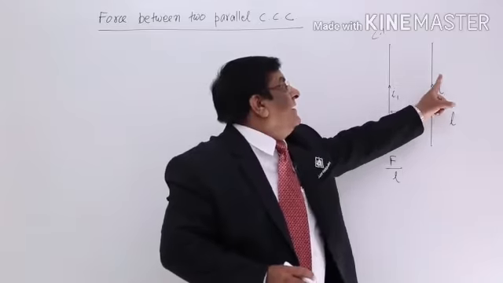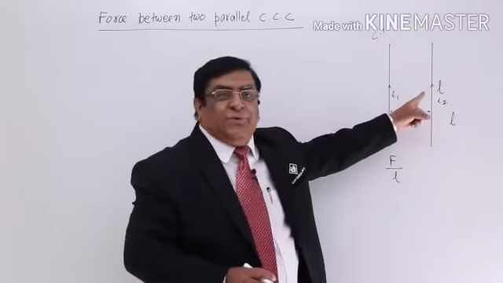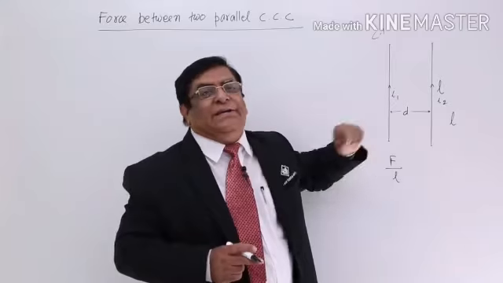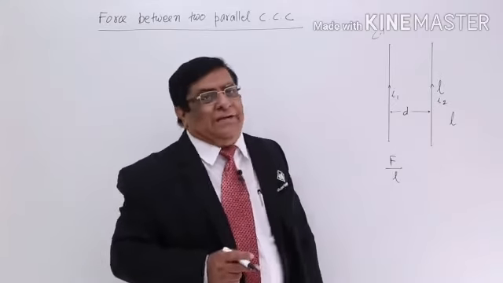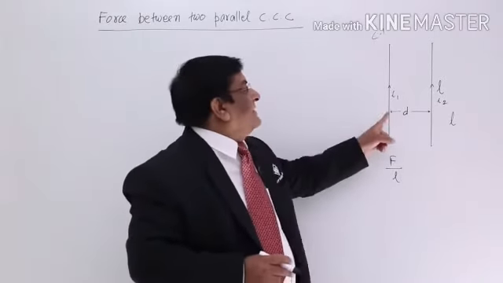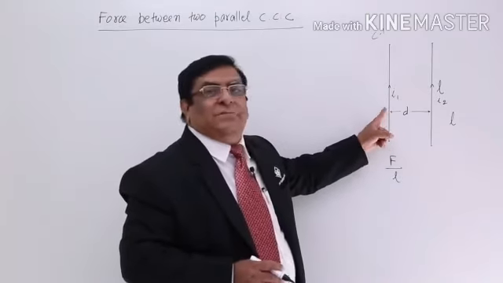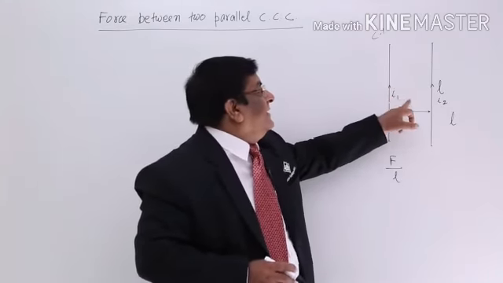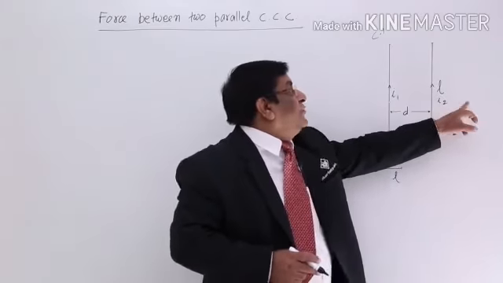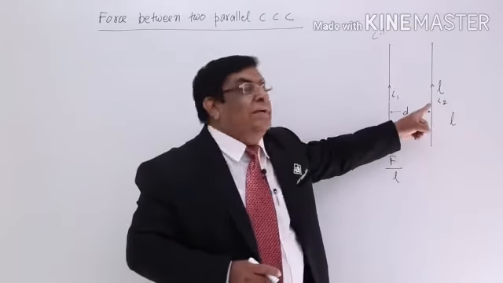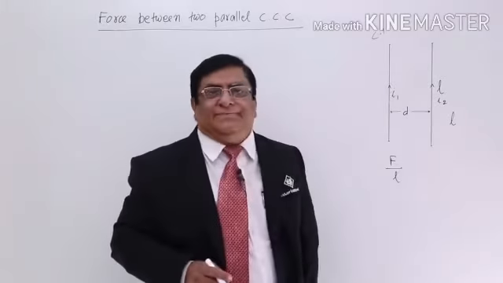If there is a magnetic field here, it will experience a force. Is there a magnetic field? The answer is yes. Who creates a magnetic field? A current carrying conductor creates a magnetic field. This current carrying conductor is creating a magnetic field all around it. So it has a certain magnetic field here, here, here, everywhere. So where is this conductor placed? It is placed in the magnetic field created by the first conductor.